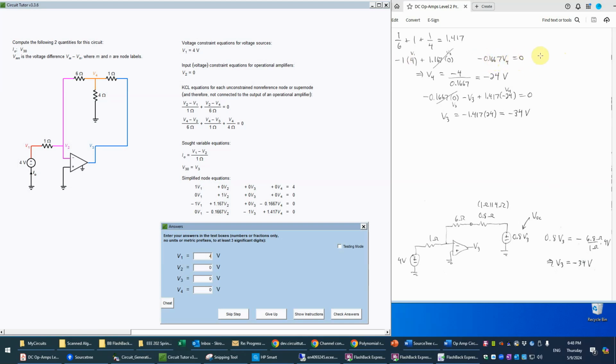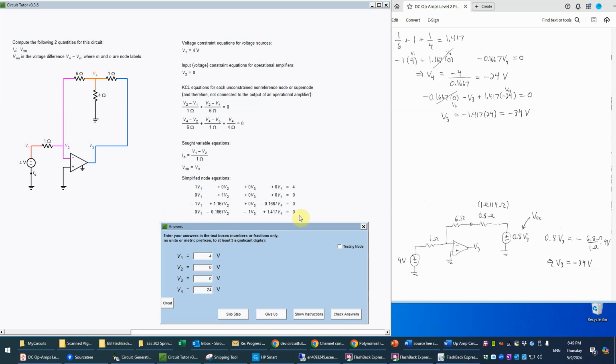Just bring this term over to the right, and then divide by the coefficient. So we're going to have a negative 4 here divided by what's now a positive 0.1667 after we put that on the right. And negative 4 divided by 1/6, well, that's pretty easy. That's just negative 4 times 6, or negative 24. So we'll put in that value here as negative 24.